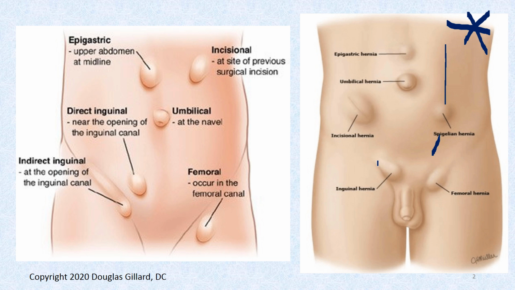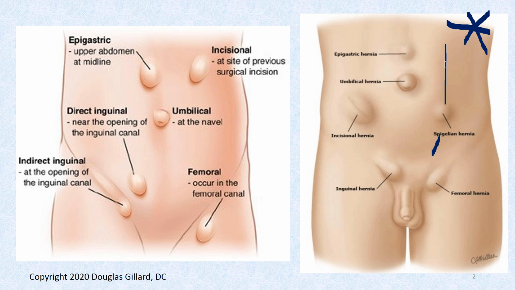We're going to talk about indirect inguinal hernias. I don't think we're going to get to femoral hernias, but these are all abdominal wall hernias. These are groin hernias. Direct and indirect inguinal hernias are groin hernias. We can get hernias from an appendicitis, where cutting through the abdominal wall leaves a weak spot, and you can get what's called an incisional hernia.